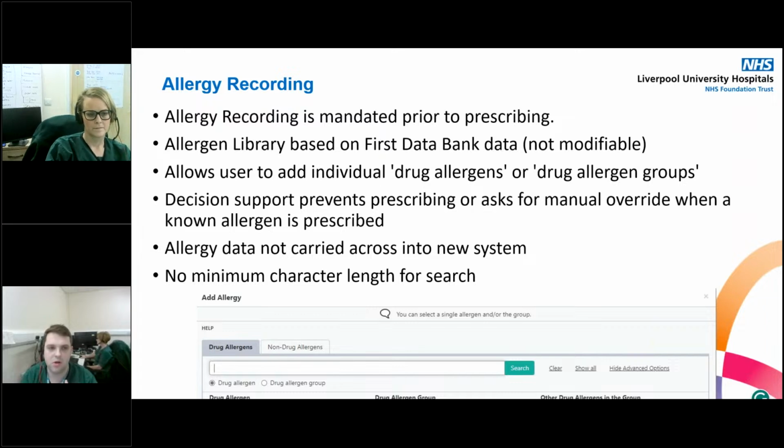So how does allergy recording work? I'll just give a bit of background on that. Allergy recording is mandated in our system. The library comes from First Data Bank, and we're not able to modify that. It allows users to add individual drug allergens or drug allergen groups. When you've added an allergy, it provides decision support, so we can set that up to completely block prescribing of allergens, or it can just provide you with an alert that you can override, to say, I still want to prescribe this drug, and I accept the risk. I've already mentioned the allergy data was not carried across into the new system, so we started with completely fresh patient records. And another issue is there's no minimum character length for search with the allergy recording. Next slide, please.